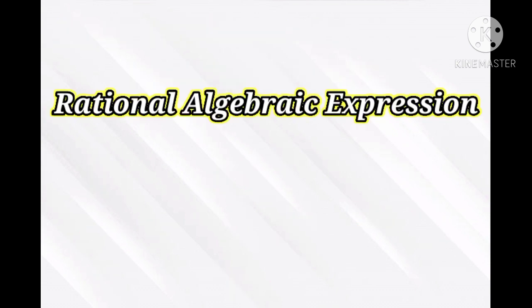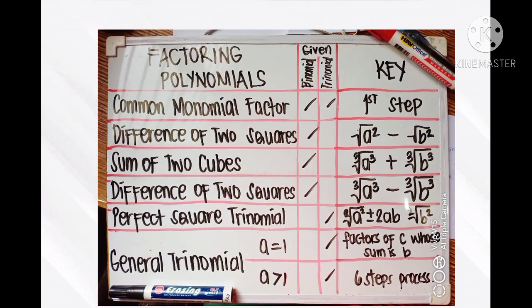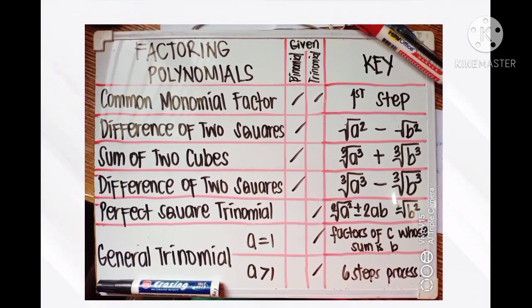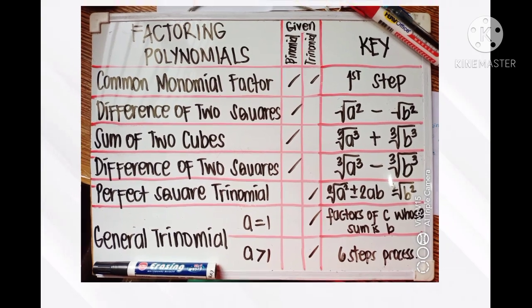While for rational algebraic expression, it uses factoring out and canceling the common polynomial factors. And to determine those polynomial factors, we apply the different methods of factoring polynomials. Kaya kailangan mayroon kayong kopya nito para mas madali ninyong makita kung anong methods ang gagamitin doon sa given polynomial.